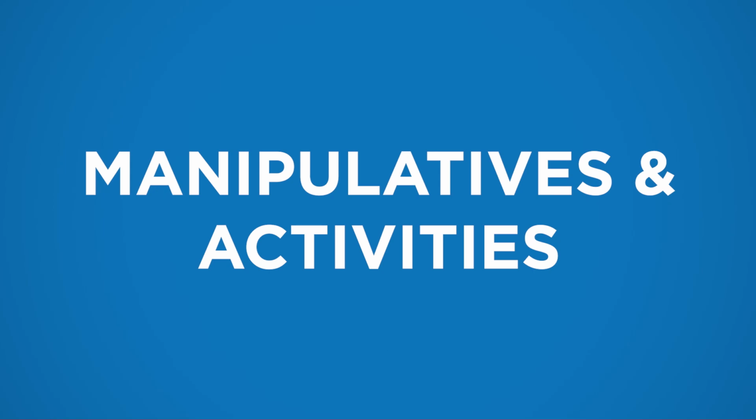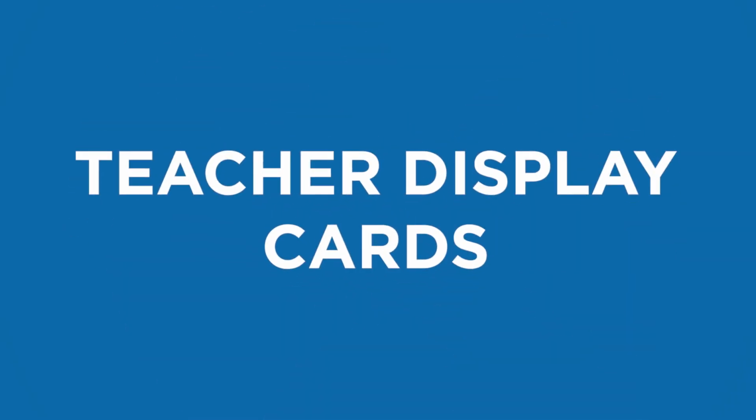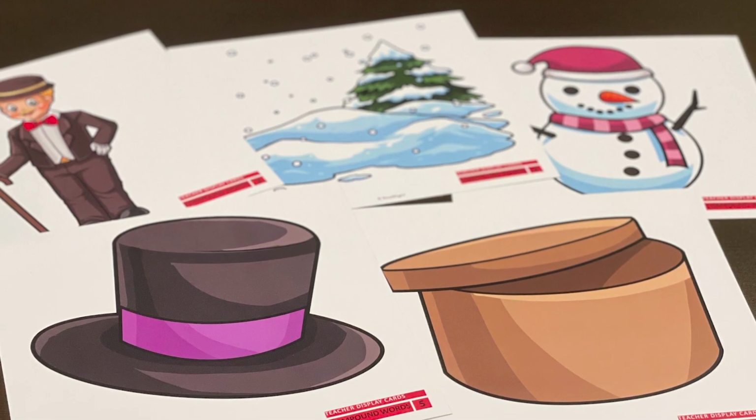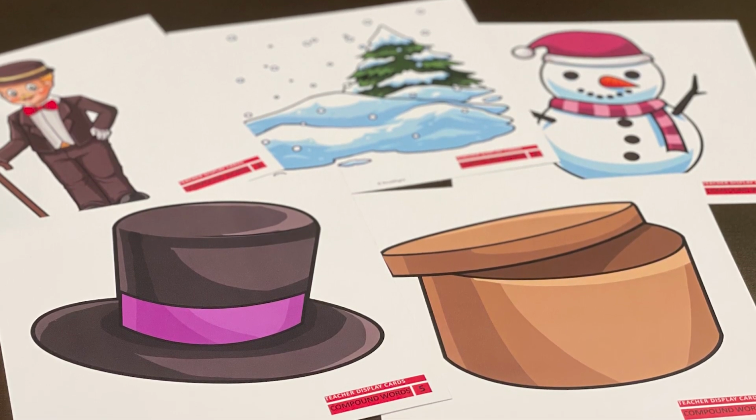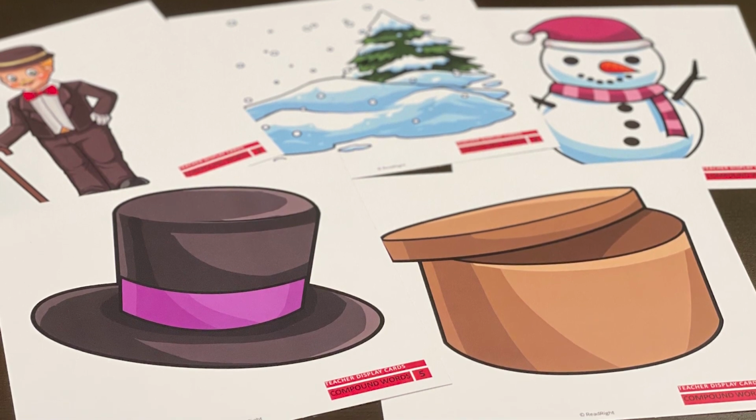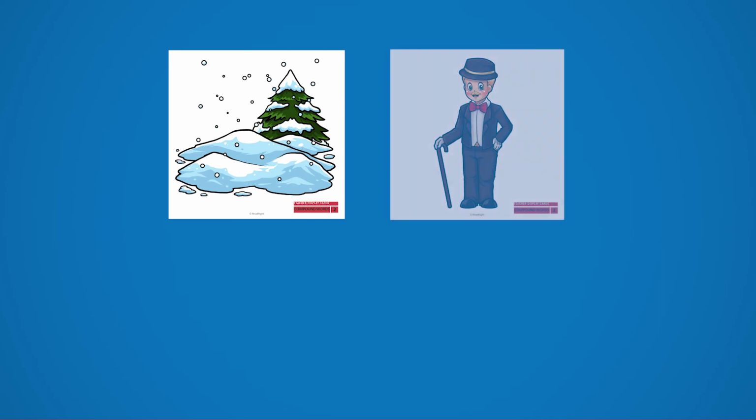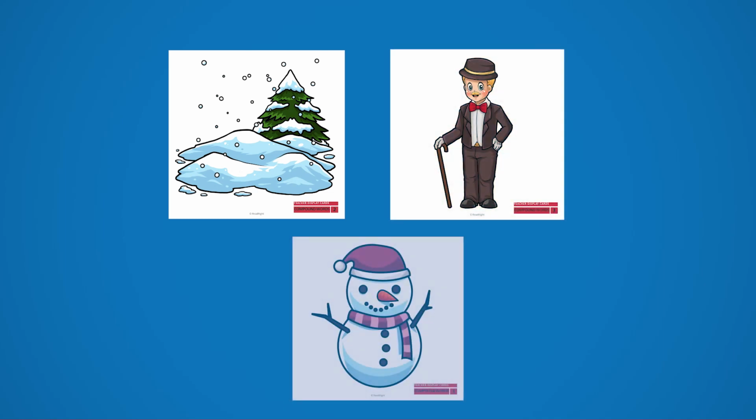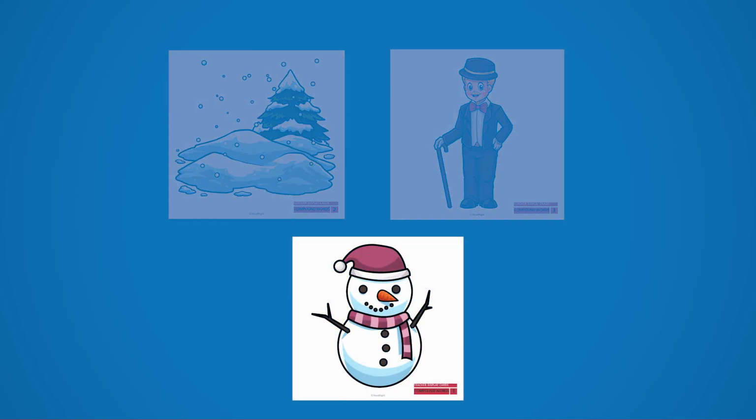Tooth. Manipulatives and activities. Teacher display cards. The teacher will explain the concept of a compound word and introduce each goal with picture cards. For example, the teacher will say, snow and man make the word snowman. The teacher will display the snowman picture card.